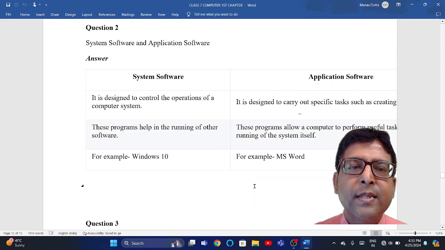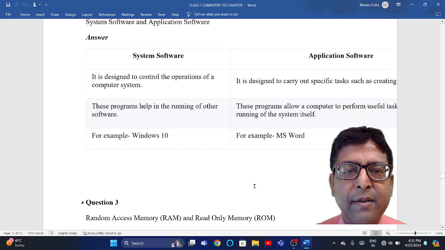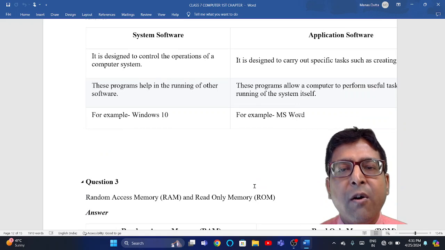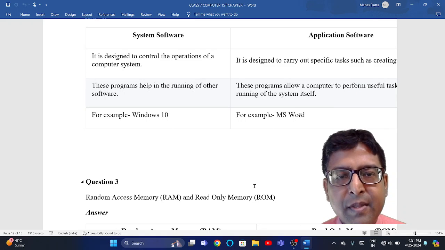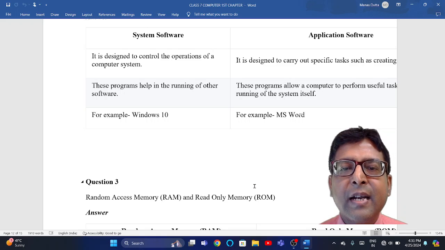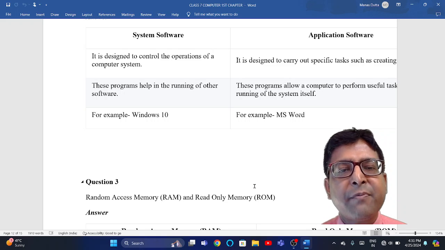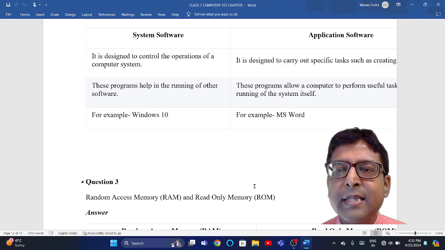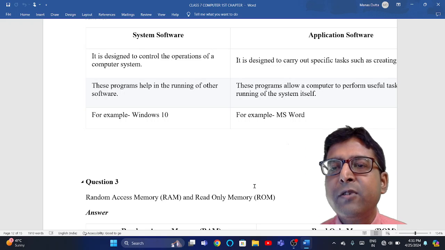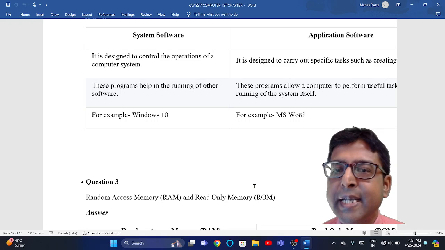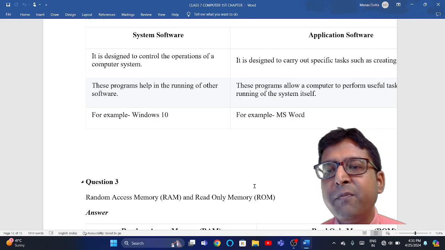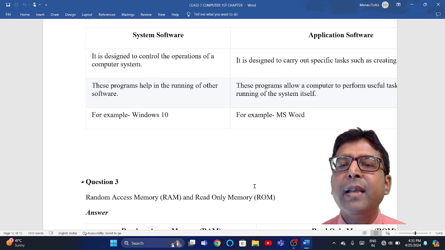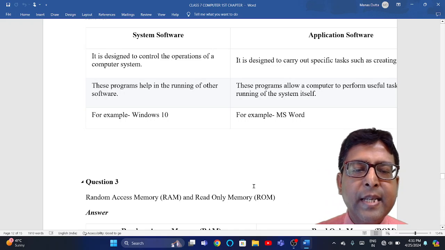Question 2, system software and application software. System software is designed to control the operation of a computer system. These programs help in the running of other software. For example, Windows 10, Linux. Application software is designed to carry out specific tasks such as creating documents. These programs allow a computer to perform useful tasks beyond the running of the system itself. For example, MS Word.